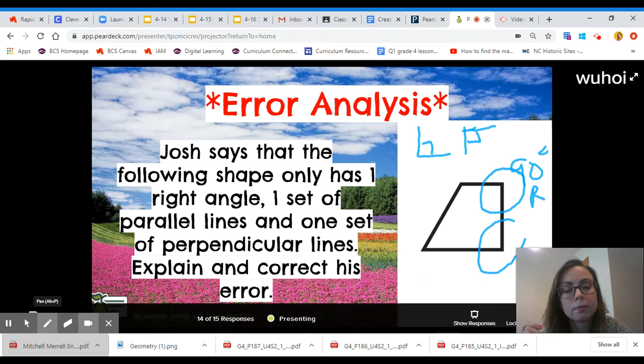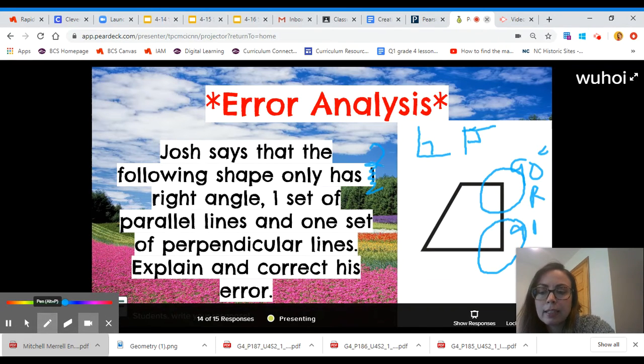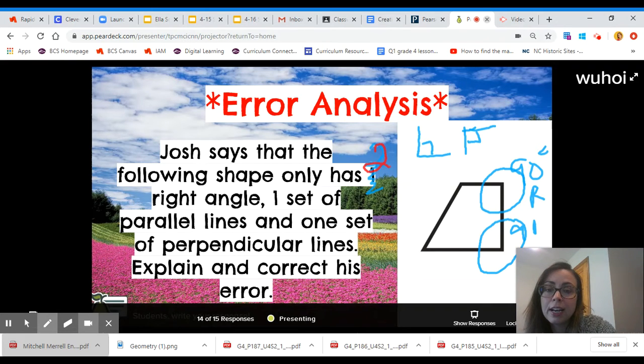What about this one? Does it look like it's 90 degrees as well? It is 90 degrees. So right here, it doesn't have one right angle. It has two. So keeping that in mind, that it does have two right angles. So he's wrong about that.